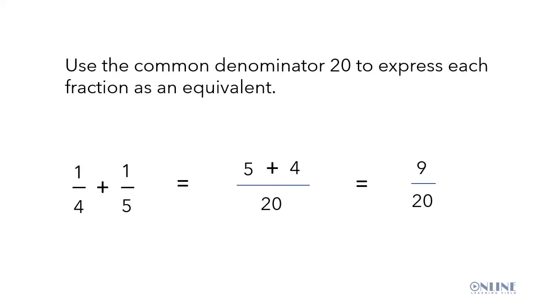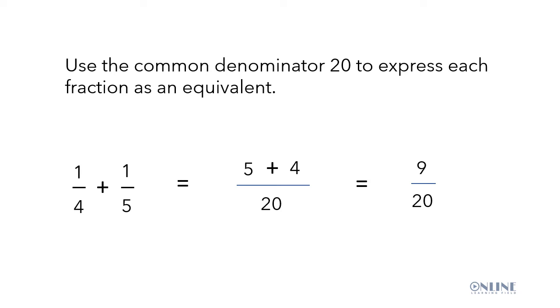The next step is to use the common denominator 20 to express each fraction as an equivalent. The procedure is simple. 4 can divide 20 5 times. Multiply this 5 by 1, which is the numerator of 1/4. Write 5 above the division line and add the addition sign next to it.